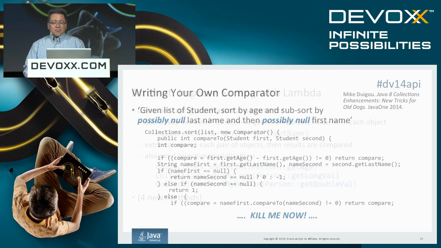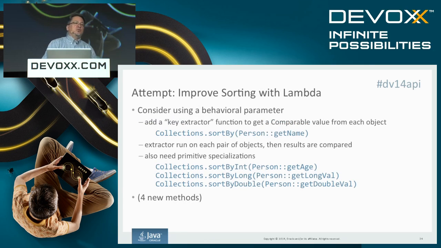So let's see what we can do to improve these APIs now that we have this nice Lambda thing here. I spent the whole last section talking about passing in a Lambda as a bit of behavior. So let's try that. This is hypothetical, but this is sort of the design process that we went through. Let's add a key extractor method to sort. So sort by a person's name. That's pretty good. What that does is, for each object in the collection, it doesn't compare the objects themselves.